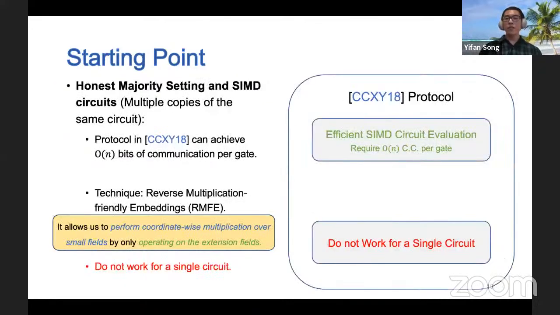The second one is the protocol in CCXY18. When targeting SIMD circuits, that is, evaluating multiple copies of the same circuit, the protocol in CCXY18 shows that one can evaluate log n copies of the same circuit such that the communication cost per gate is O(n) bits. The main technique is the notion of reverse multiplication friendly embeddings, or RMFE for short. It allows us to perform coordinate-wise multiplication over small fields by only operating on the extension fields. Unfortunately, their solution does not work for single circuits.